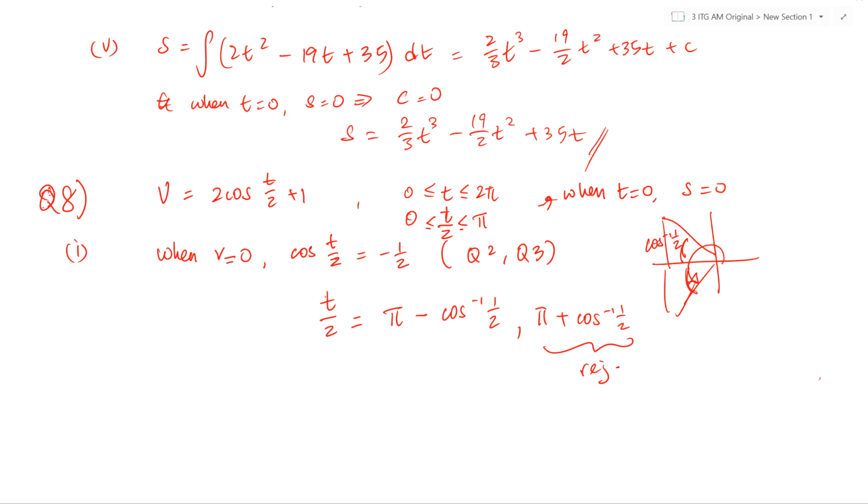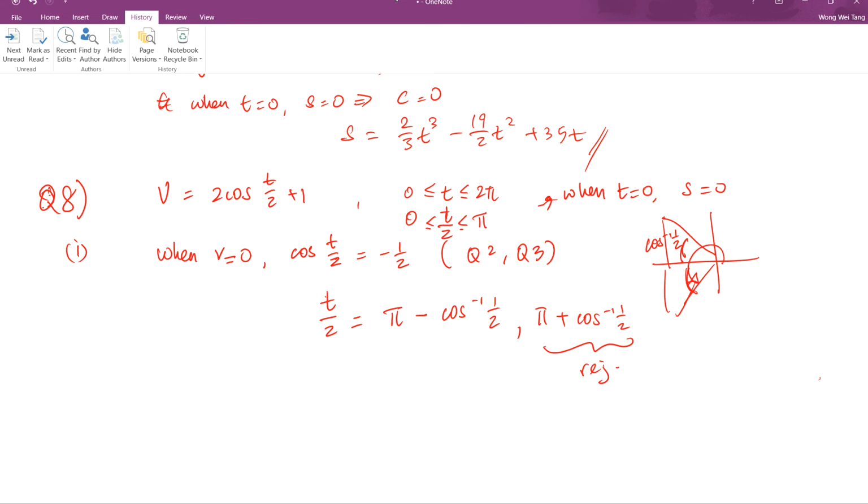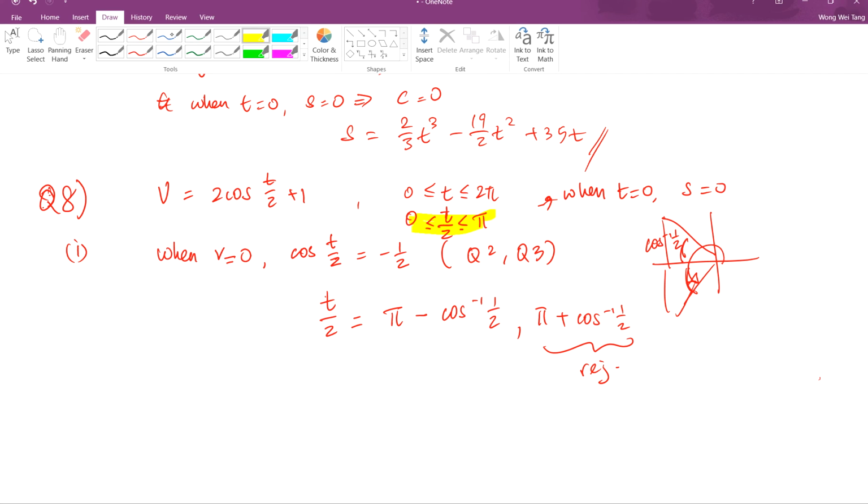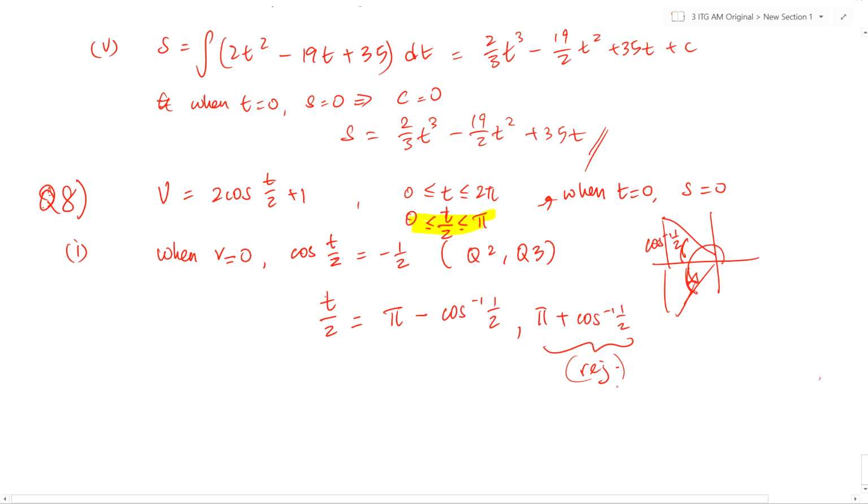Exactly. Here, we already found that the range for t over 2 is from 0 to pi, right? Anything beyond pi, we have to reject. If I'm talking about the third quadrant, I'm already taking pi plus something. So he is saying, don't bother. Okay? Good idea. Let's reject this. So now we only have one answer.